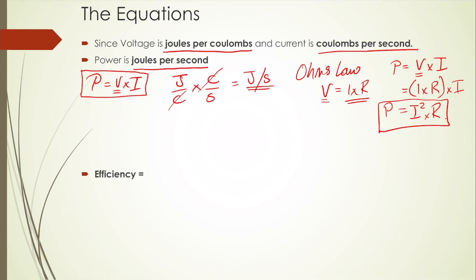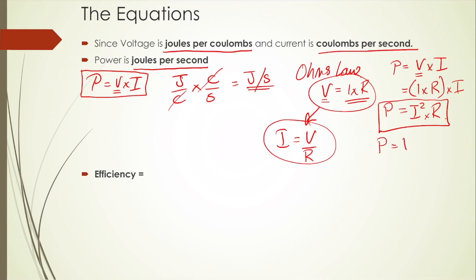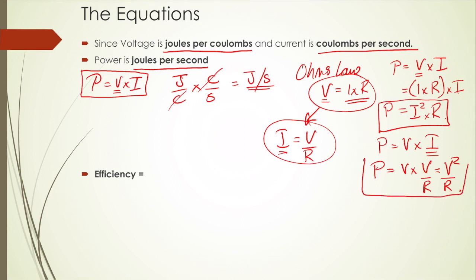Now we can also rearrange Ohm's law to give us I equals V over R. And I can replace this in the equation. So let's write the equation out again. Power equals V times I. Well, now I'm going to replace the I term with V over R. So I get power equals V times V over R, which equals V squared over R, or V squared divided by R.